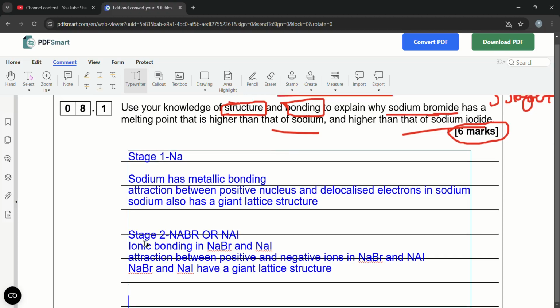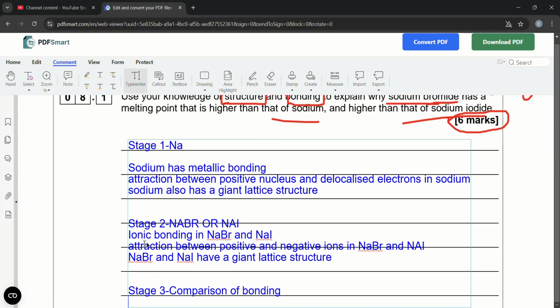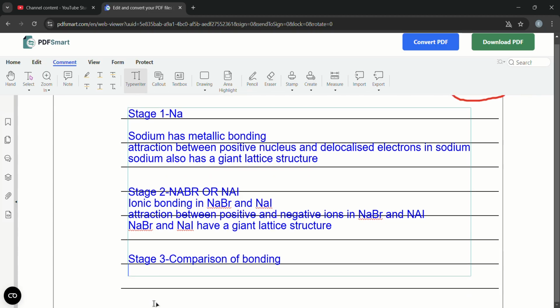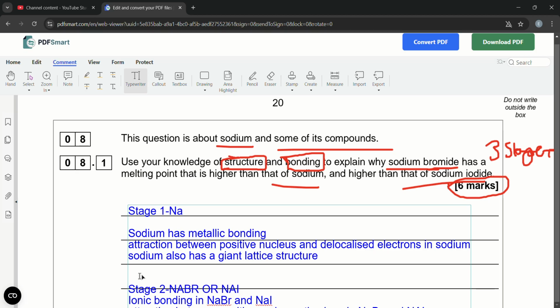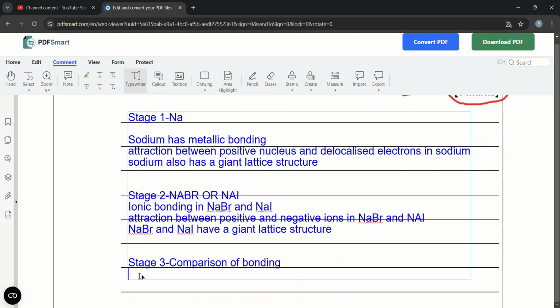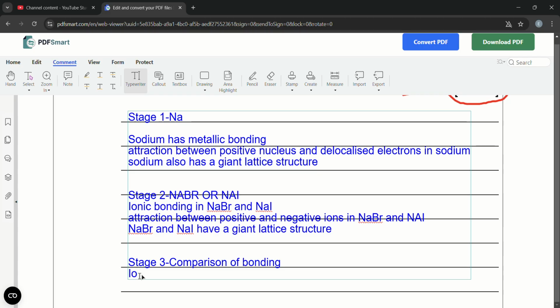Now comparison of bonding, because if we missed this step, we're not going to get more than 4 marks, I don't think. But that's the same with any step as well, really. But this step is really key. So we're going to compare the bonding now. And this part is probably the hardest part. Well, we know that ionic bonds are stronger than the metallic bonds.